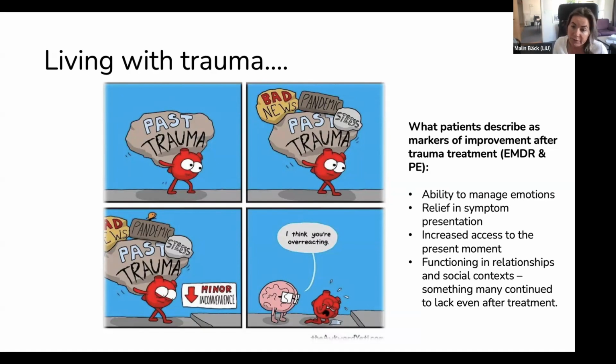And that was something many continued to lack even after treatment. That even if EMDR and prolonged exposure helped them to deal with affects and to be more present here and now, they didn't have a chance to work with interpersonal skill deficits or problems in relationships that were part of the trauma or the trauma symptoms. And that's why we work with IPT, right? Because people need to have a life, even if they can deal with trauma symptoms, they need to function in relationships and things like that.